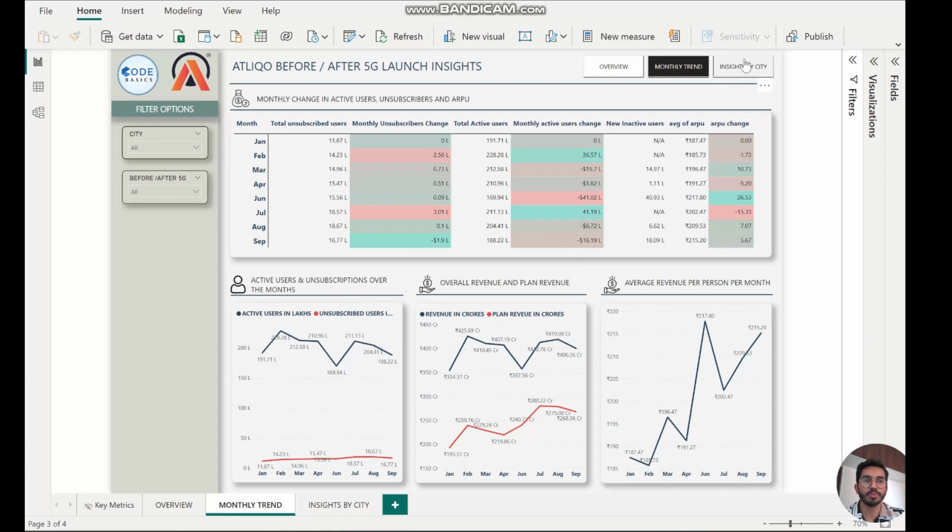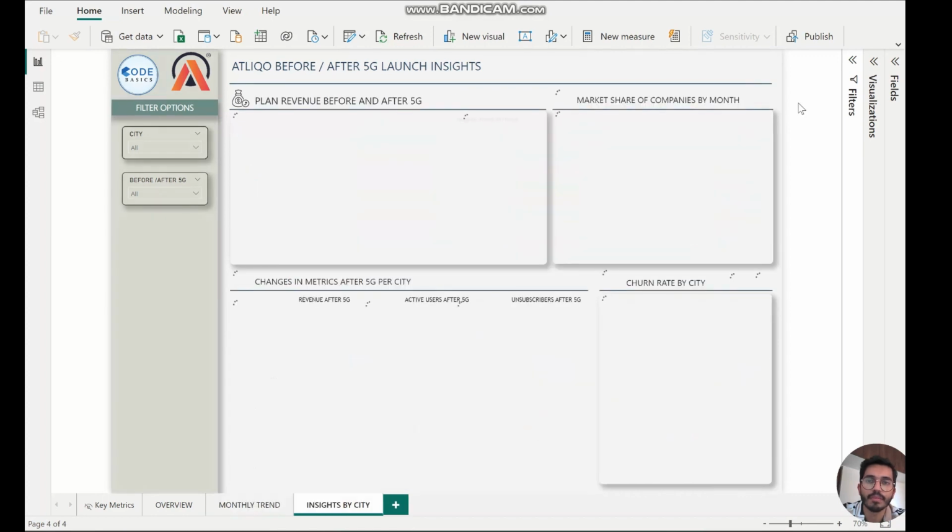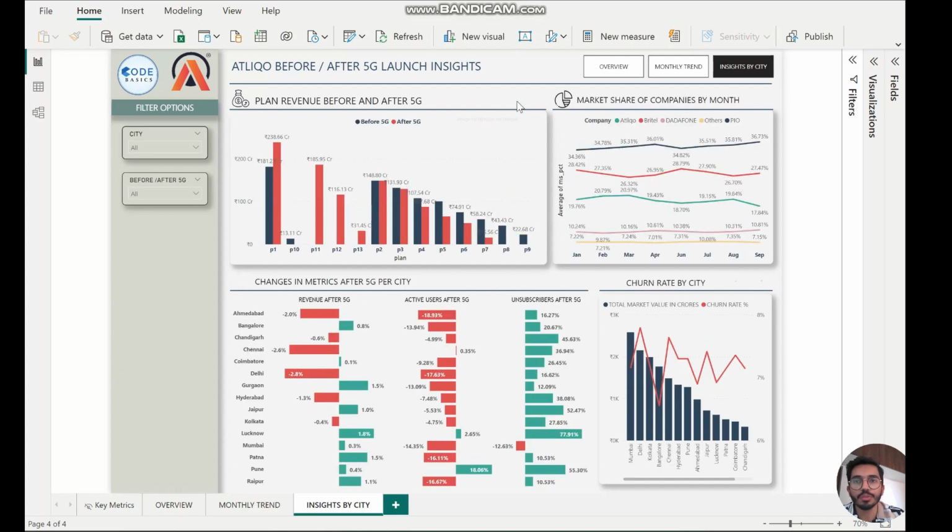So let's get to the insights by city. So here we have plan revenue before and after 5G. As you can see here that plans P11, 12 and 13 are doing much better. Plan P1 is like the most revenue generating plan, and after 5G, people are moving towards using plan P1, and I think they are loving it.